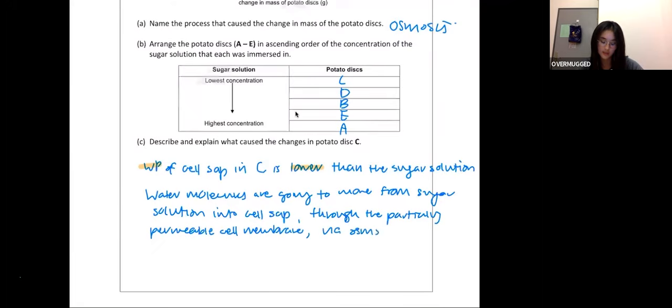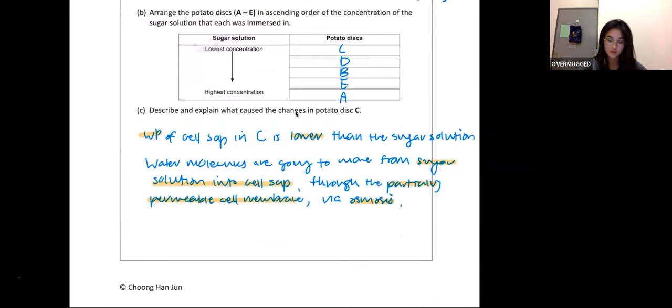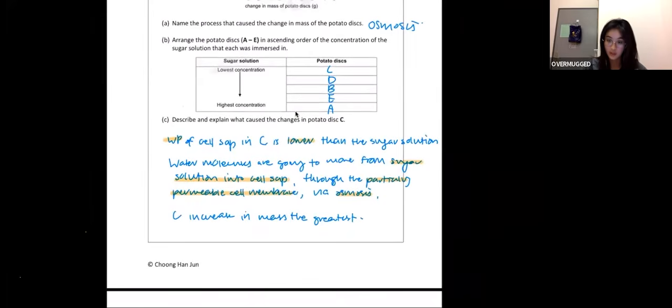So basically, even if your English is very broken, it doesn't matter because the teacher is going to mark it according to keywords. So you can tell me osmosis at the start or at the end of the sentence, whatever. Basically water molecules are moving from sugar solution into cell sap through the partially permeable membrane via the process of osmosis. I will answer questions at the end of the session because I'm afraid we're going to overrun the time a lot. Then you tell me that, therefore, the potato disc C will increase in mass, or increase in mass the greatest. So take note for bio, it's always about keywords.